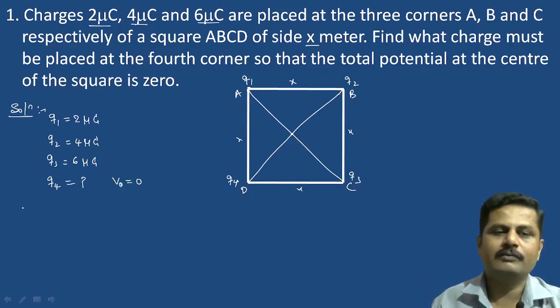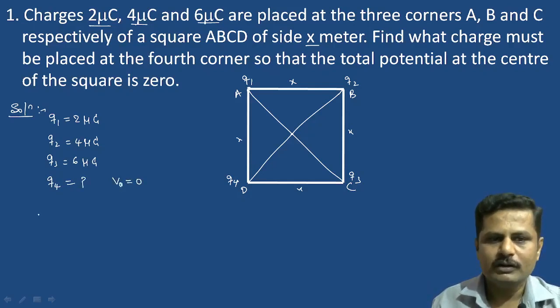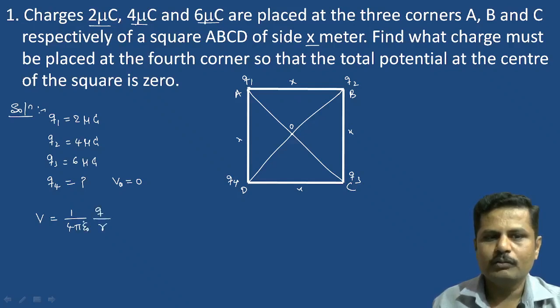This is the condition. For this, we know that the electric potential is equal to 1 by 4 pi epsilon naught Q divided by R. To measure the electric potential at a point, we need the magnitude of the charge as well as the distance of the point of consideration from the charge. So here the distance of this O from A, B, C, D should be considered. So that means we need to find out AO, BO, CO and DO.